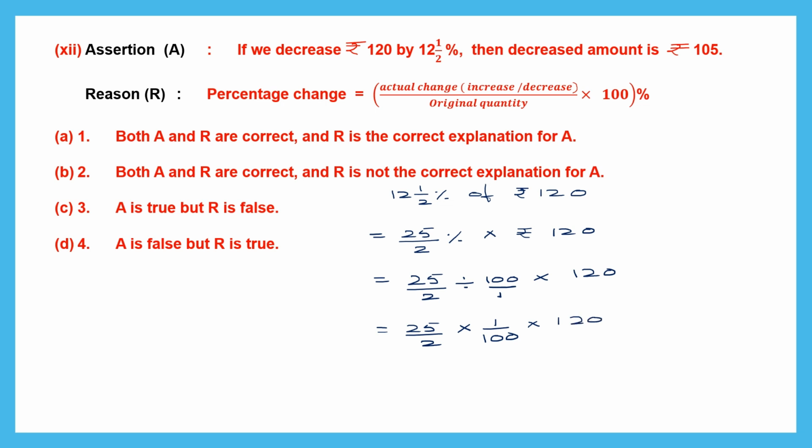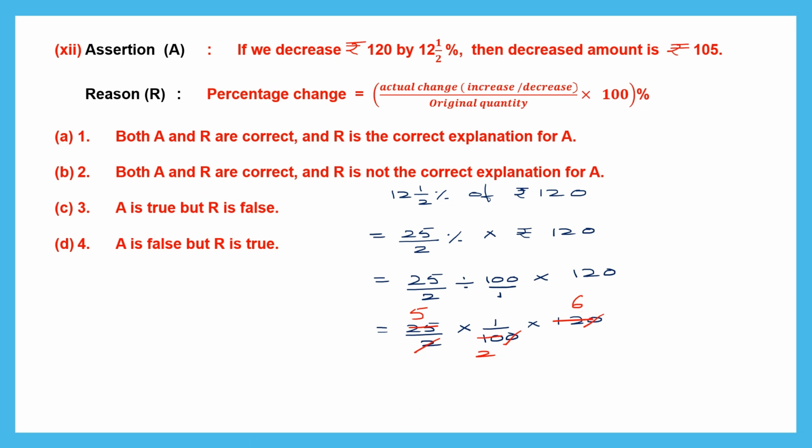Now we can cancel here. I can cancel this 0 and this 0 because they're all multiplication. I can cancel 2 and 12. 2 6s are 12. I can cancel 25 and 10 both by 5. 5 2s are 10 and here it is 5 5s are 25. Again I can cancel 2 and 6.